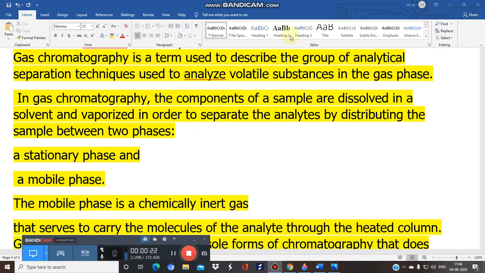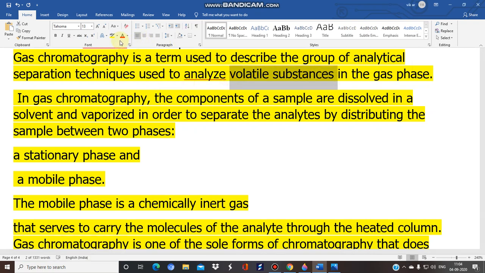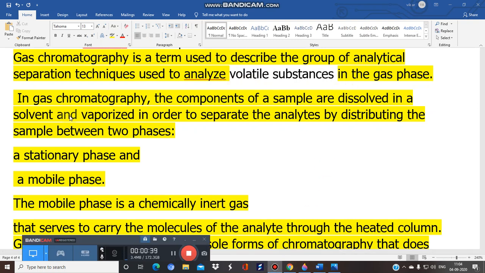So gas chromatography, as we know, is a term used to describe a group of analytical separation techniques used to analyze volatile substances. Volatile substances, this is important, in the gas phase. In gas chromatography, the components of a sample mixture are dissolved in a solvent and vaporized in order to separate the analytes by distributing between the two phases.